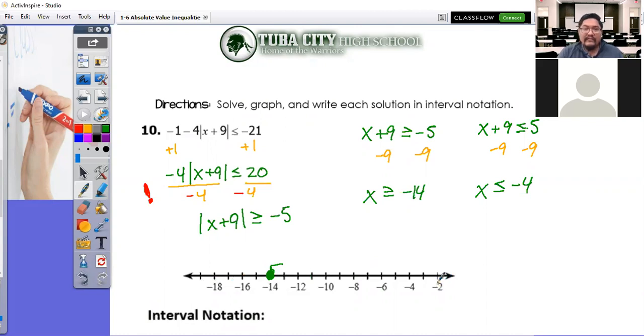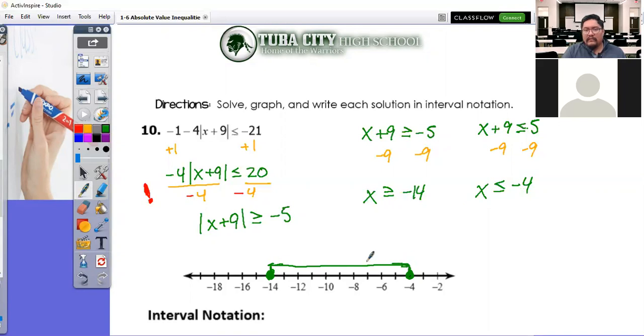And there's also another thing, if you get a number that's off the graph, that's probably a hint that you got it wrong somewhere, that you're missing something. So if you ever get a number that's not on this graph, you should probably check your work. All right, now x is less than negative 4, so it's going to be going this way.